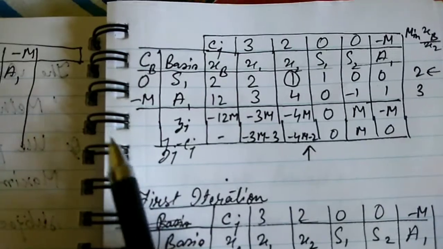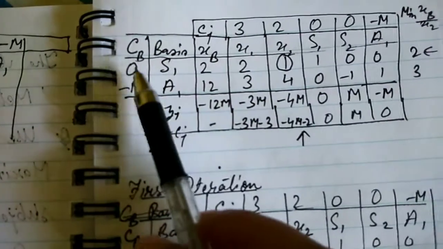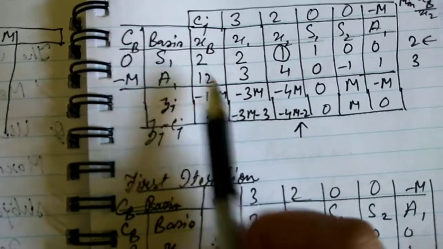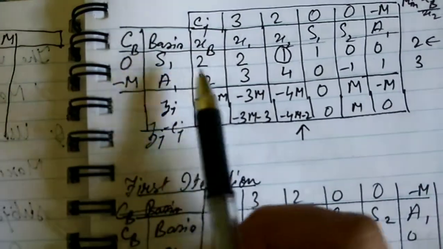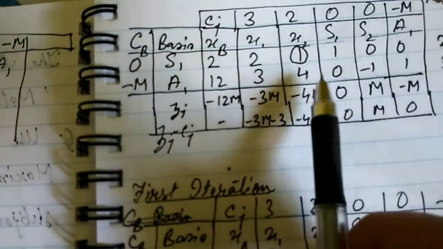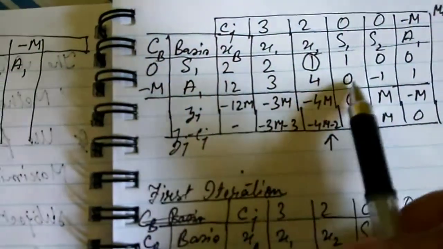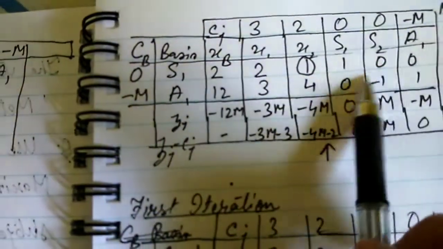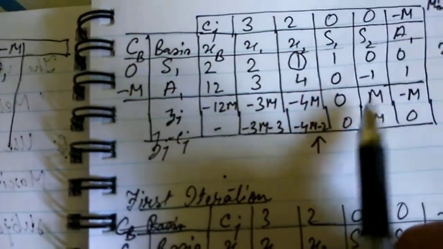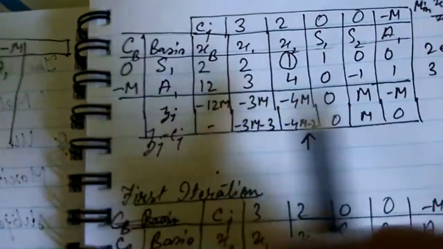So, what will be the value? Just like the last technique, that is simplest, we will multiply and add. So, we write 0 into 2 plus minus m into 12, that is minus 12m. Then 0 into 2 plus minus m into 3, that is minus 3m. Then 0 into 1 plus minus m into 4, that is minus 4m. Then 0 into 1 plus minus m into 0, that is 0. Then 0 into 0 plus minus m into minus 1, minus and minus will make plus, so there will be plus m. And last one will be 0 into 0 plus minus m into 1, that is minus m.